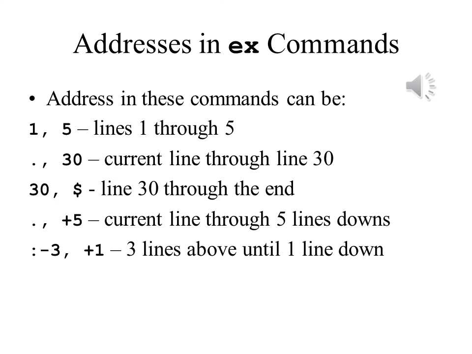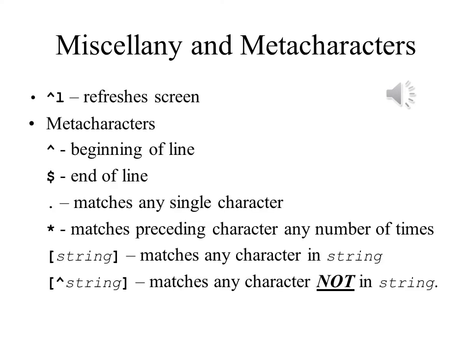Now, the ones that I've mentioned so far are talking about absolute line numbers. I can use the specific line number, or I can use period for the current line, $ for the last line. The next two are relative. .,+5 means from the current line, including the next 5 lines. Whereas -3,+1 means from 3 lines above to 1 line below.